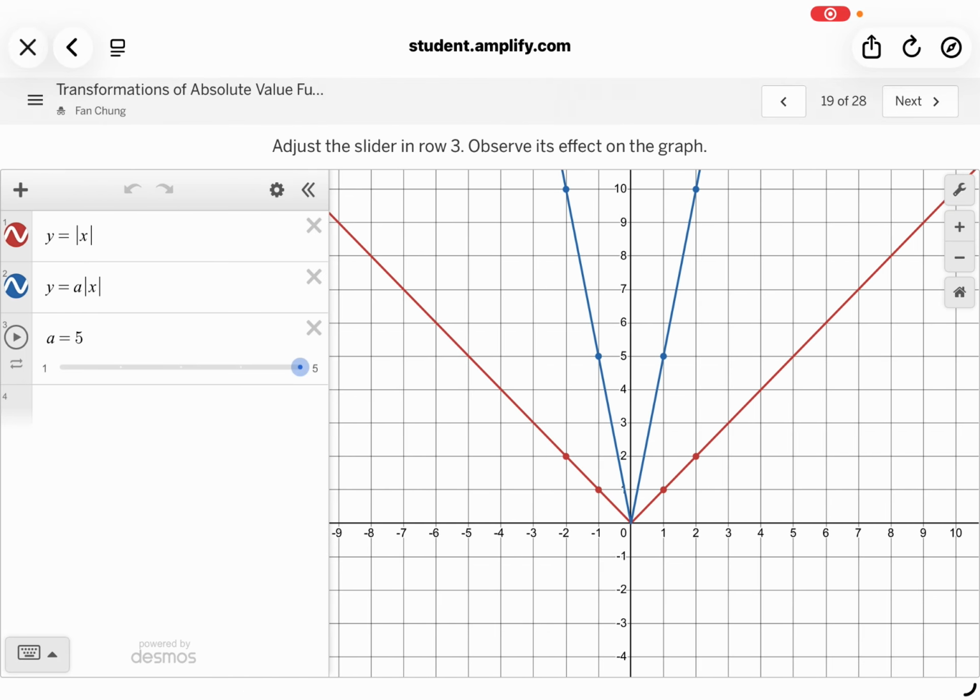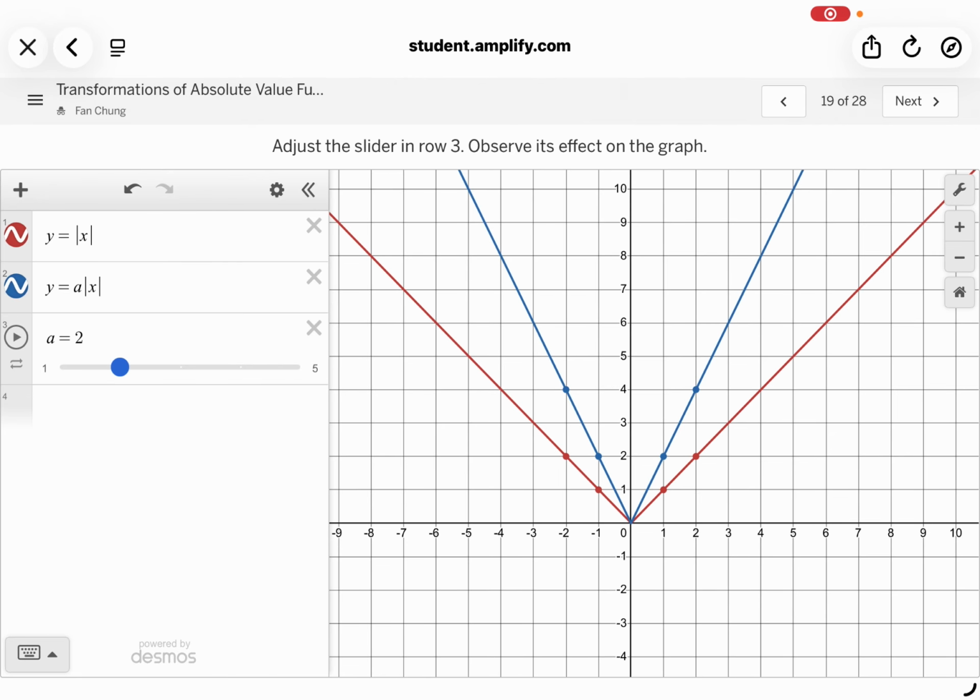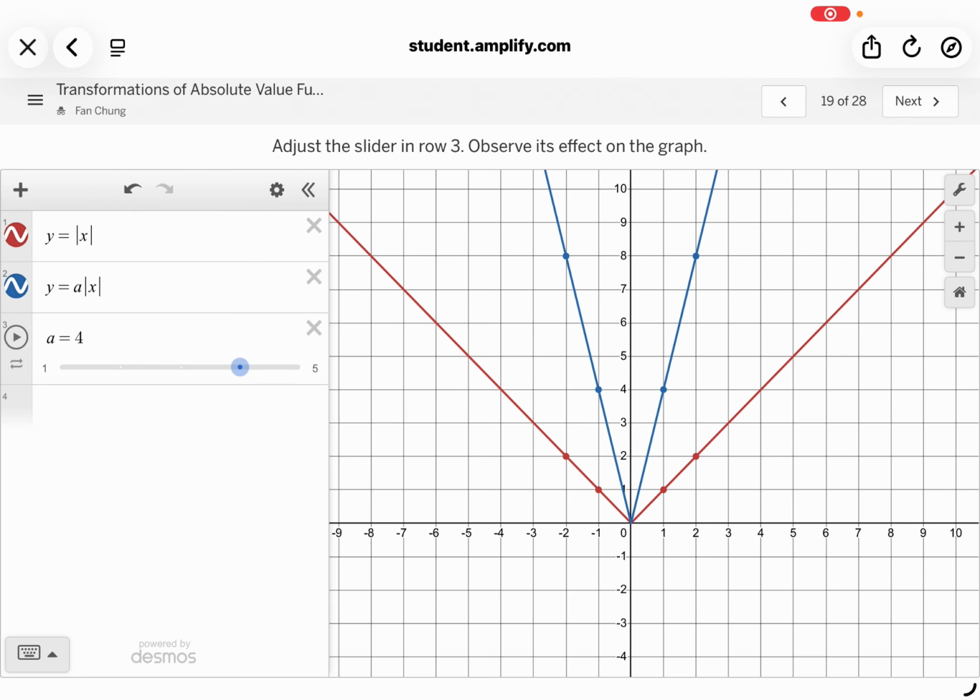I'll go back in just a second. So if we look here, when A is 1, that is our parent function. It's just hanging out. What happens when A gets bigger? The slope changes. The slope is changing. It gets steeper. It gets skinnier. It's getting taller and skinnier.